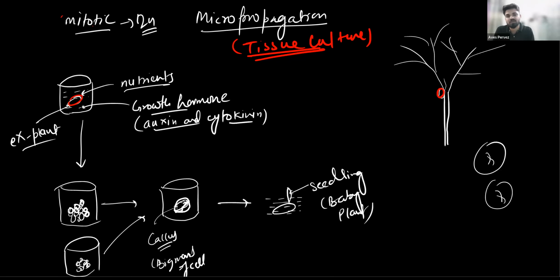What I'm saying? That for example, we first take an X plant, or we can say a tissue of the plant. It can be any part. It can be from the stem. It can be from the root. It can be from the leaves.